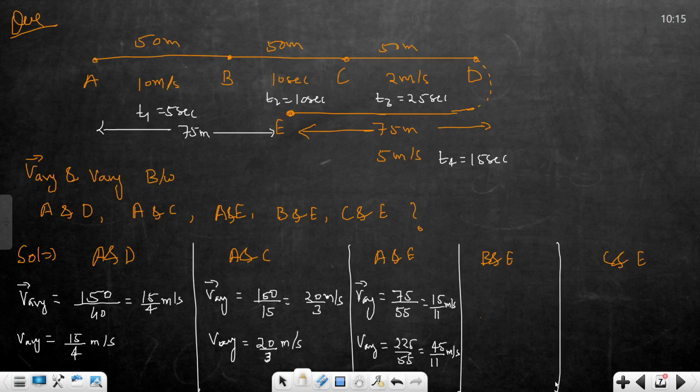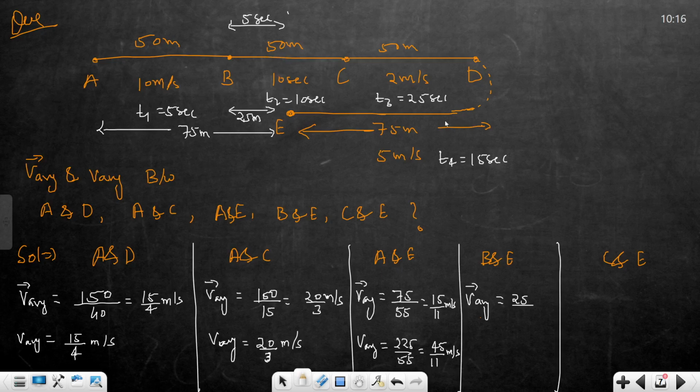So in this we will calculate between B and E. When you move from B to E, this length is 25. Average velocity will be the net displacement from B to E, which is 25, and time taken 5 seconds, if it is taking 10 seconds to move from B to C, then it will be 5 seconds. Clear?